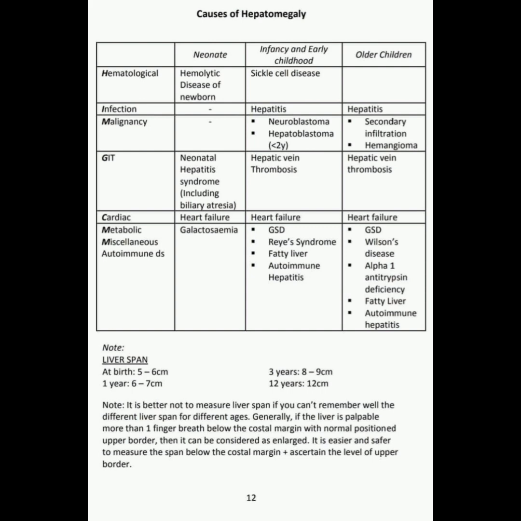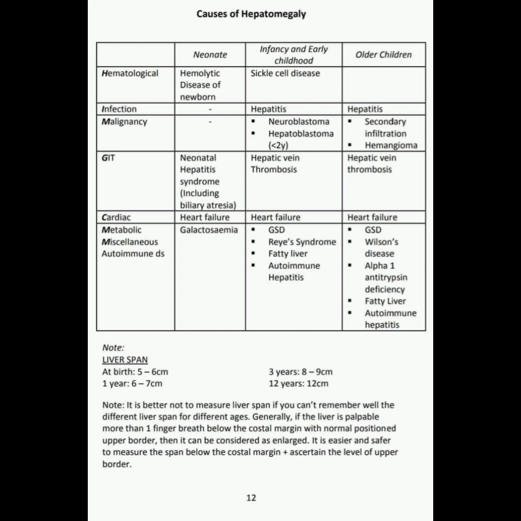Now, when in infancy and early childhood we find hepatomegaly, the causes can be: number 1, sickle cell disease, hepatitis, and malignancy, neuroblastoma, hepatoblastoma, that is age less than 2 years, hepatic vein thrombosis, heart failure, and glycogen storage disease, Reye's syndrome, fatty liver, and autoimmune hepatitis. This is the list of infancy and early childhood hepatomegaly.